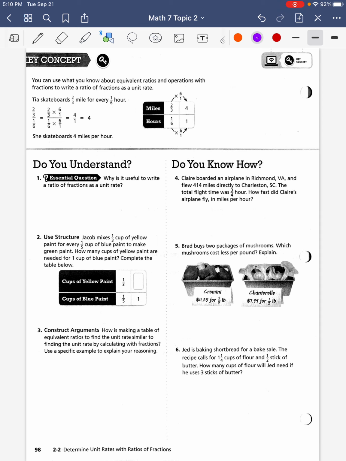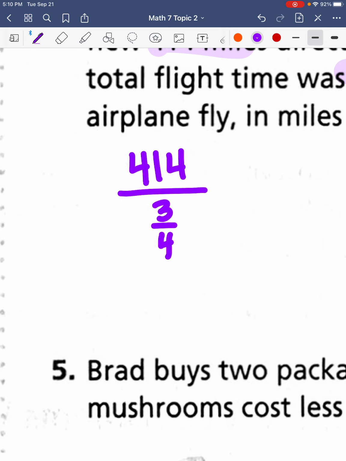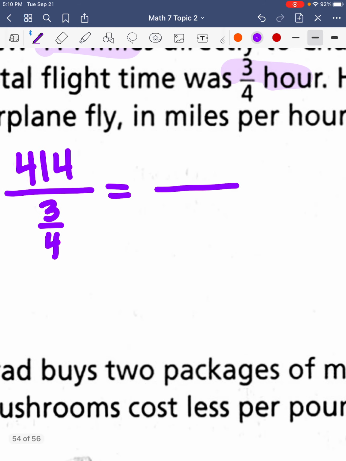So what we know is that she flew 414 miles, and it was 3/4 of an hour that it took. So I'm going to use that to write a rate. 414 miles over 3/4 of an hour. And we want to know, what is the speed of the airplane in 1 hour? How fast did it fly in just 1 hour? Well, how am I going from 3/4 to 1? I multiply by the reciprocal. So I'm going to multiply by 4 over 3. And I do the same thing on the top. And when I put that into my calculator, I'm going to get 552.